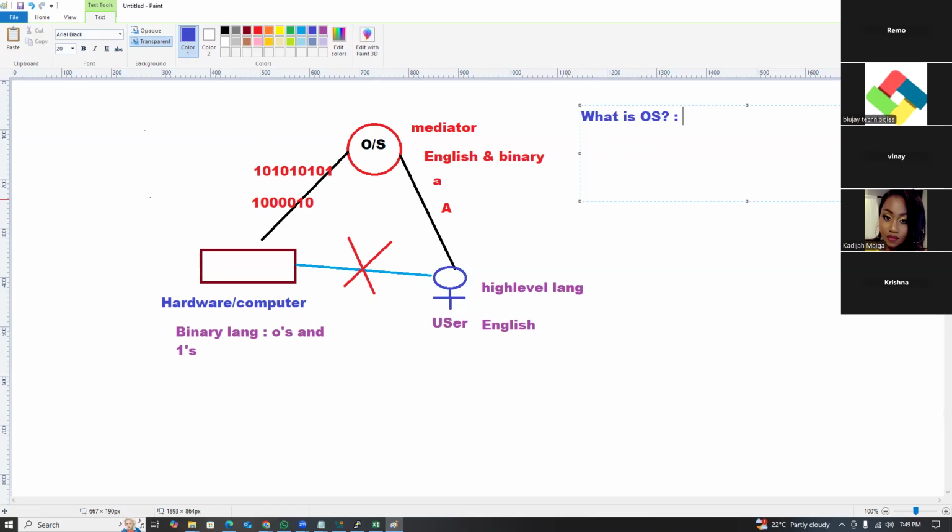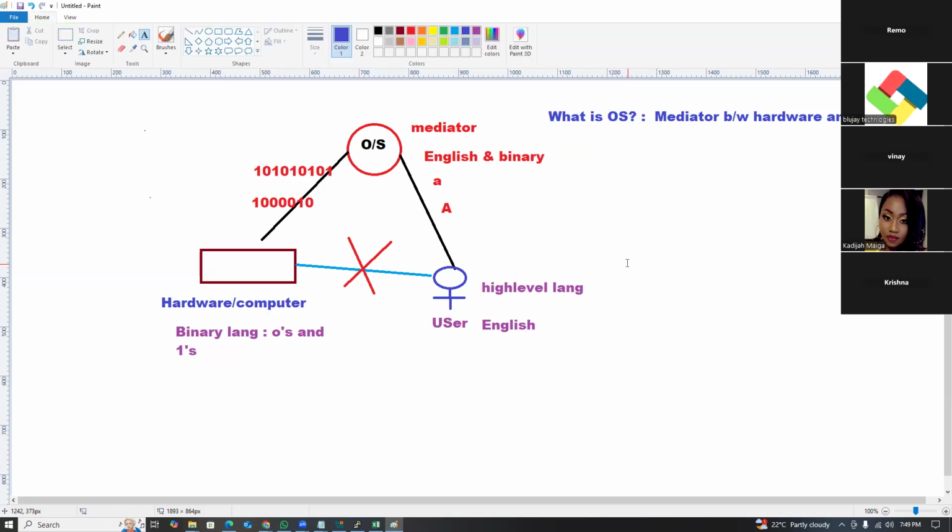It's an operating system mediator. It's a mediator between the hardware and the user. A simple meaning about what an OS is. OS is nothing but a mediator between hardware and user. Guys, now understood?